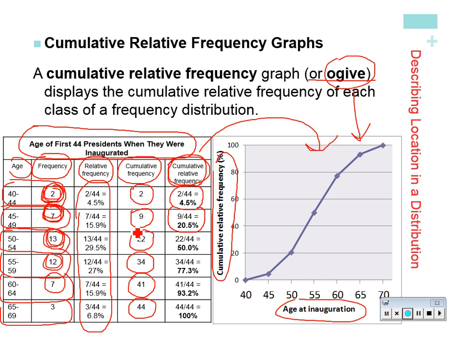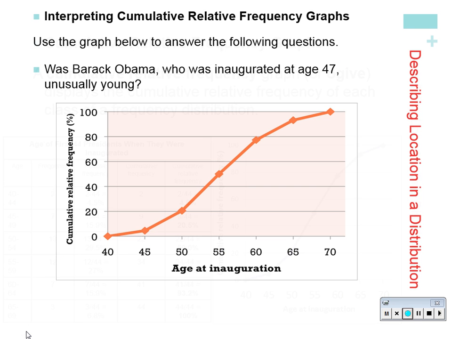So just moving forward here, here's the graph that I just showed you. And there's a question that goes with this, and it says, use the graph below to answer the following questions. The question here says, was Barack Obama, who was inaugurated at age 47, considered unusually young in comparison to the other 43 presidents?